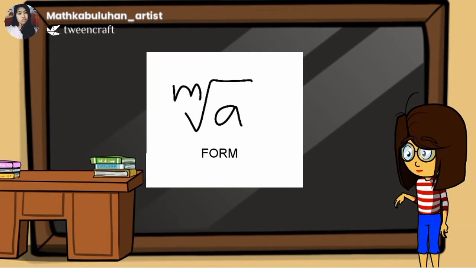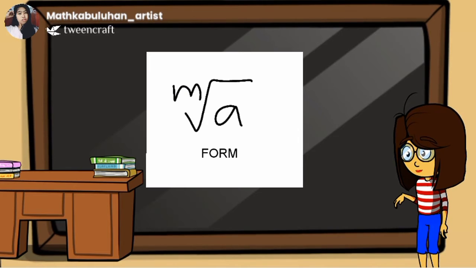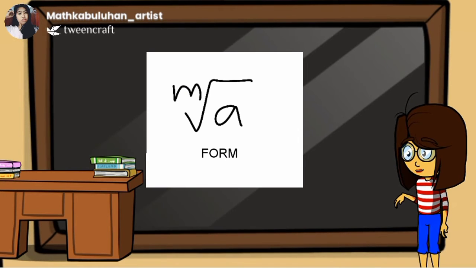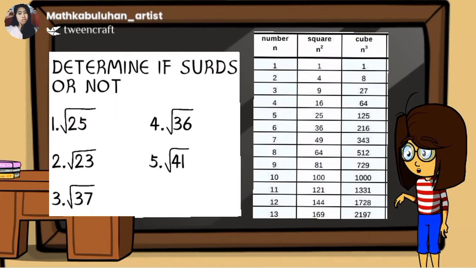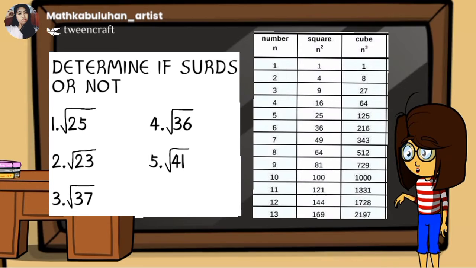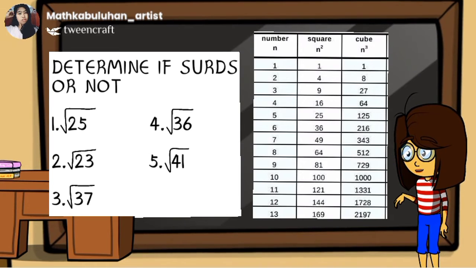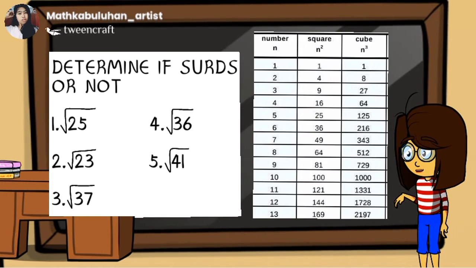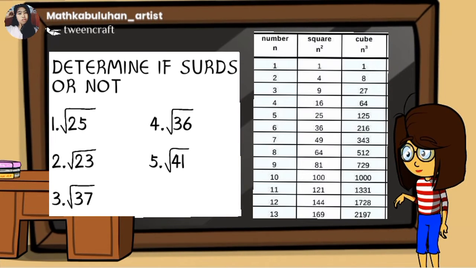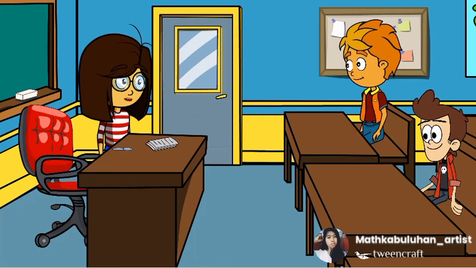So in this lesson, we will look at surds of the form the nth root of a, where a is any positive number. And we want to know the approximate value of a surd without having to use a calculator. So let's try the example. Let's find out if each expression is a surd or not. First, let's familiarize ourselves with the square roots and the cube roots so that we can easily answer if it is a surd or not. Number 1.